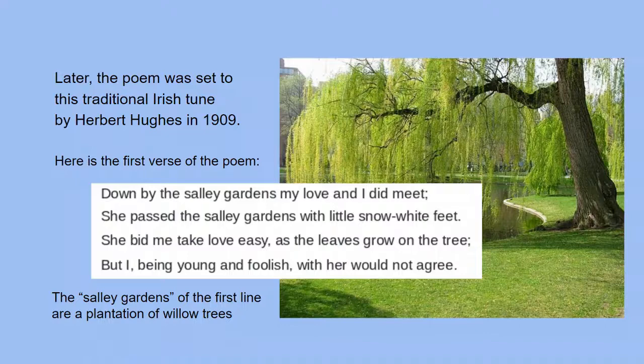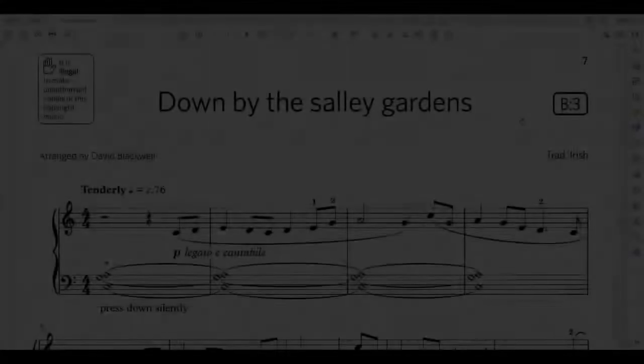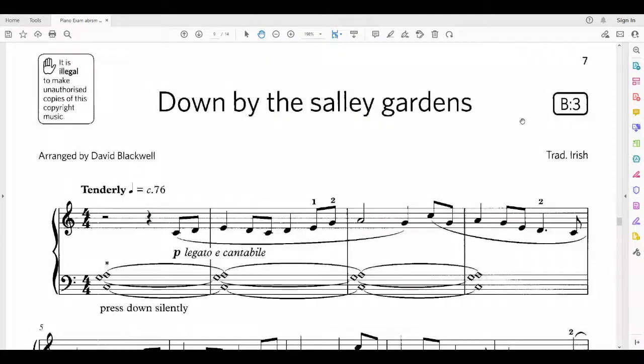The Salley Gardens of the first line are plantations of willow trees. Before we start playing the piano, we are gonna do a quick analysis about this song. So it says tenderly. Tenderly means we play this song with gentleness, kindness, and affection.